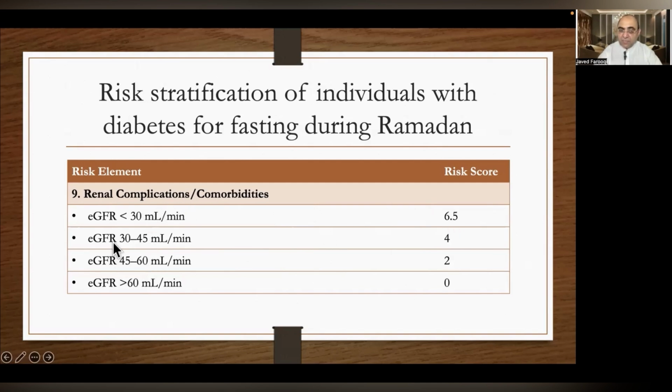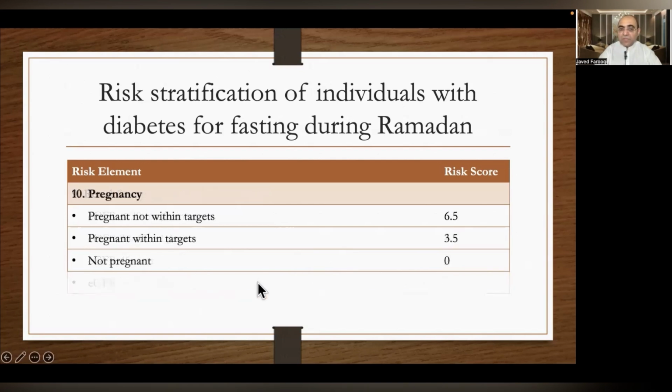When it is higher than that, the function is relatively better as compared to this, 30 to 45, then 4 score is given. 45 to 60, then 2 score is given. More than 60, 0 score is given. Higher the score, higher is the risk.